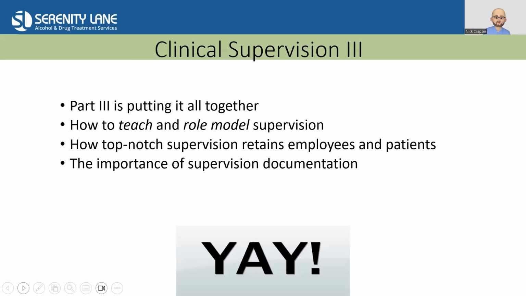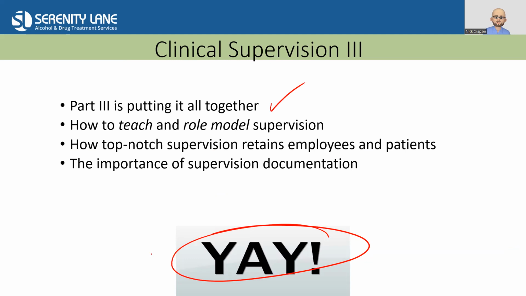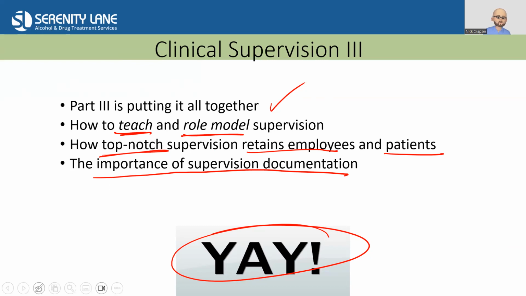So that's the review of clinical supervision 1 and clinical supervision 2. Now we get to look at how we're going to wrap this all up with clinical supervision 3, which is about putting it all together. Yay. How to teach and role model supervision. How top-notch supervision retains employees and patients. And then the importance of supervision documentation, which is hugely, hugely important.